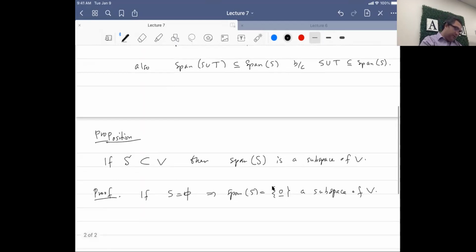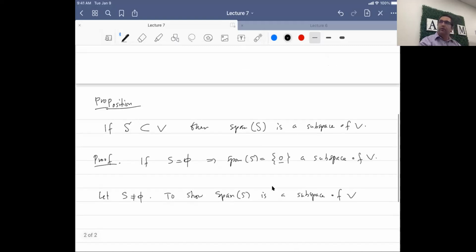Suppose S is not empty. How do we show that the span of S is a subspace of V? We know it's a subset, so how do we show that a subset of a vector space is a subspace? What do we need to show? We show the span of S is a subspace by showing the closure axioms.